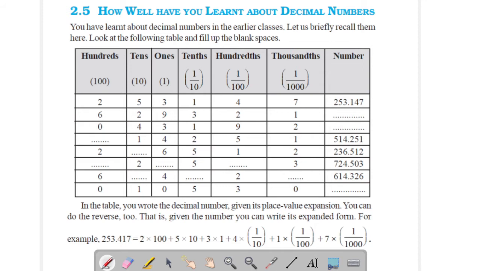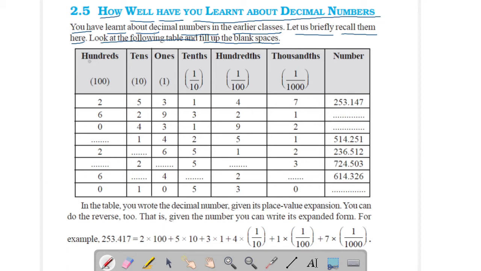Good morning, students. Today we will do decimal numbers. In that, how well have you learned about decimal numbers? You have learned about decimal numbers in the earlier classes. Let us briefly recall them here. Look at the following table and fill up the blank spaces.